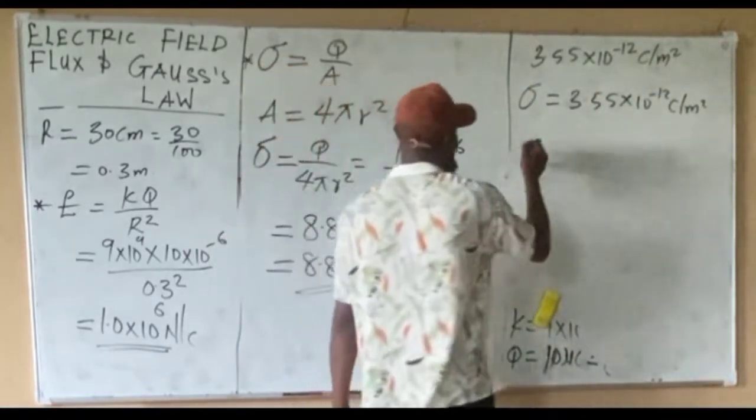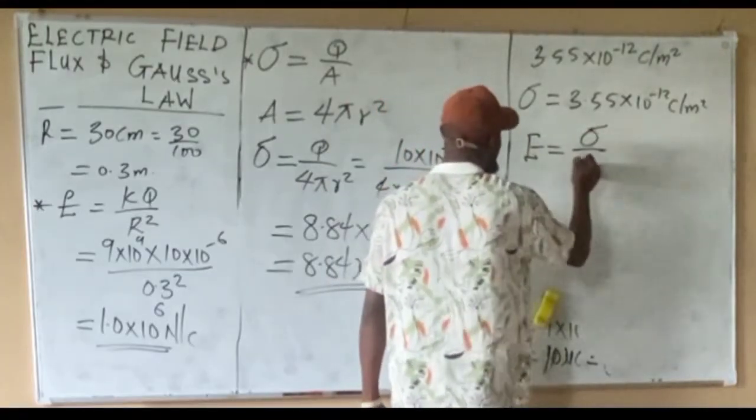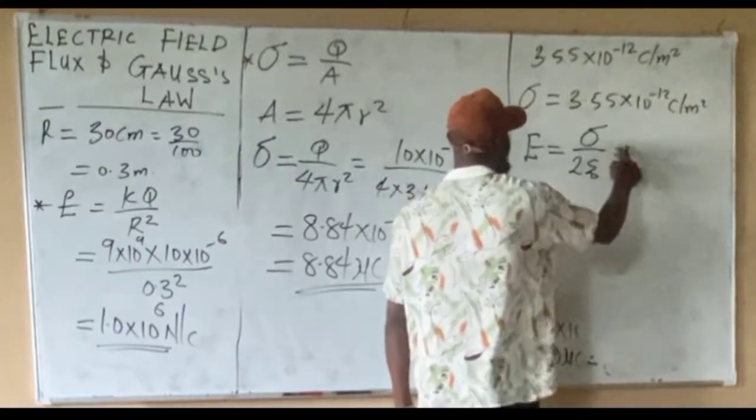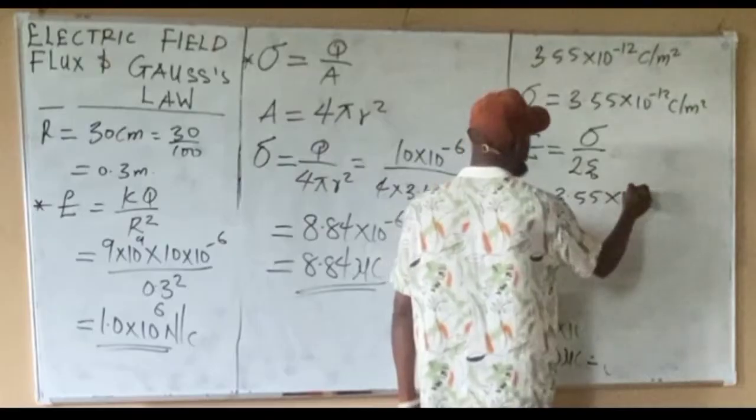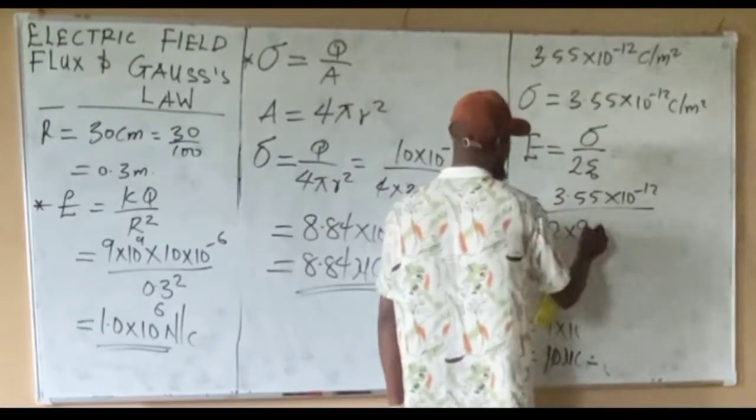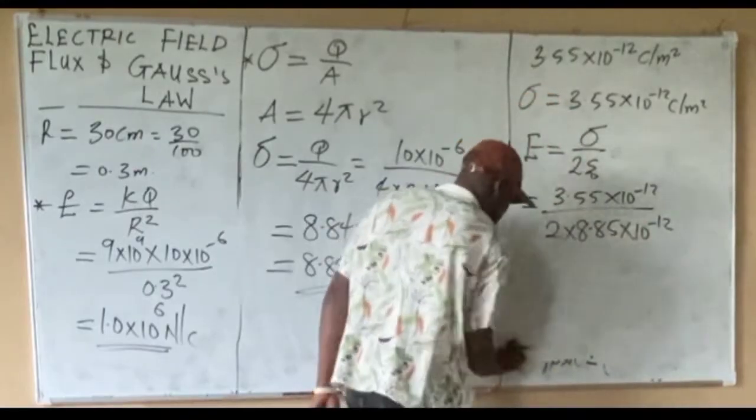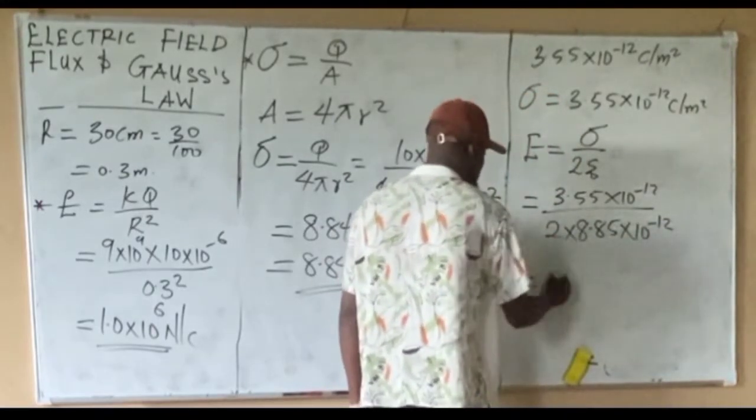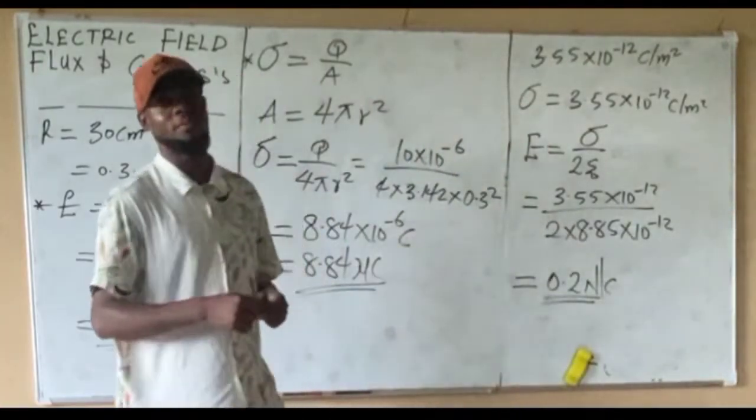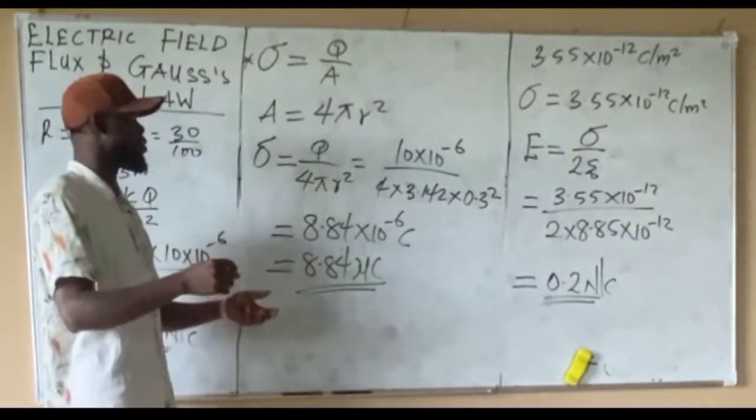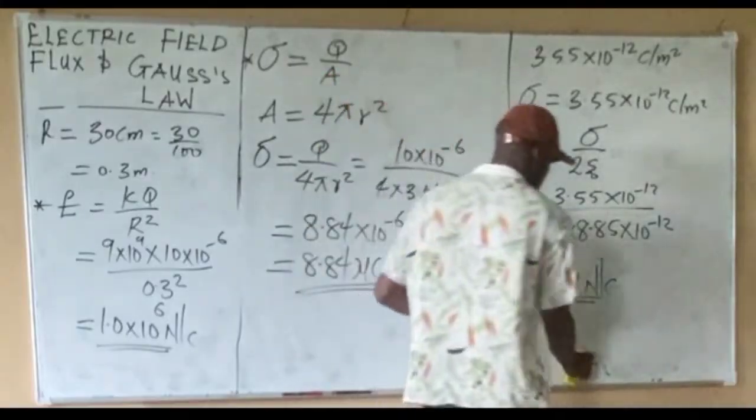Next, for a sheet of charge, the electric field due to a sheet of charge is area charge density over 2 epsilon naught. It should be equal to 3.55 times 10 to the power minus 12 divided by 2 times 8.85 times 10 to the power minus 12. So we solve that, and you are going to have approximately 0.2 Newton per coulomb. That will be the electric field in front of that infinite sheet of charge. Simple as ABC. So, let's look at the next question.